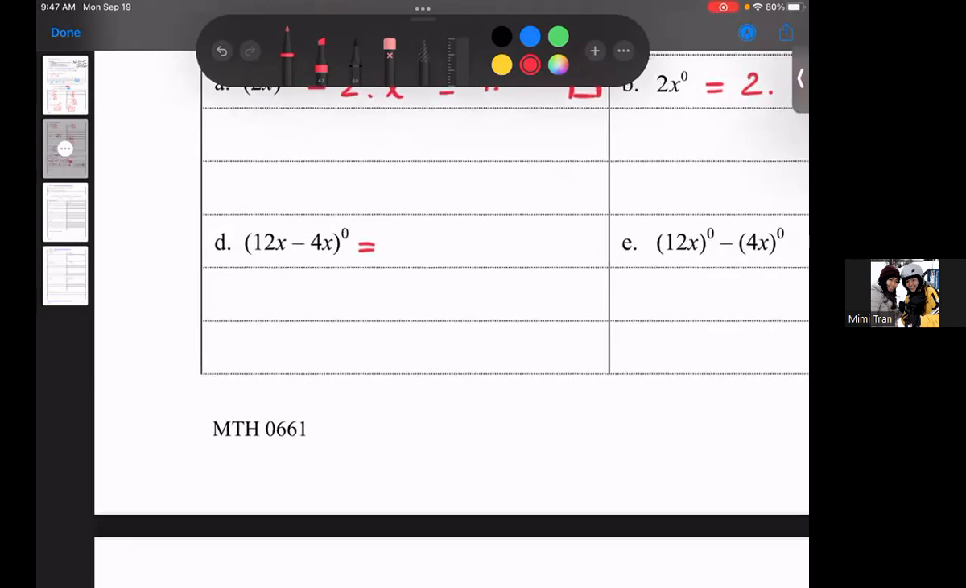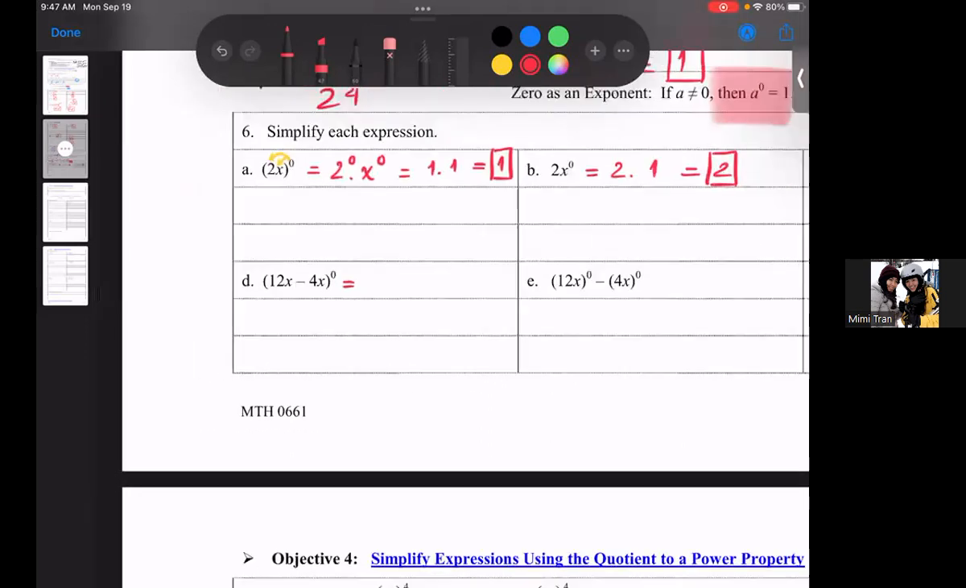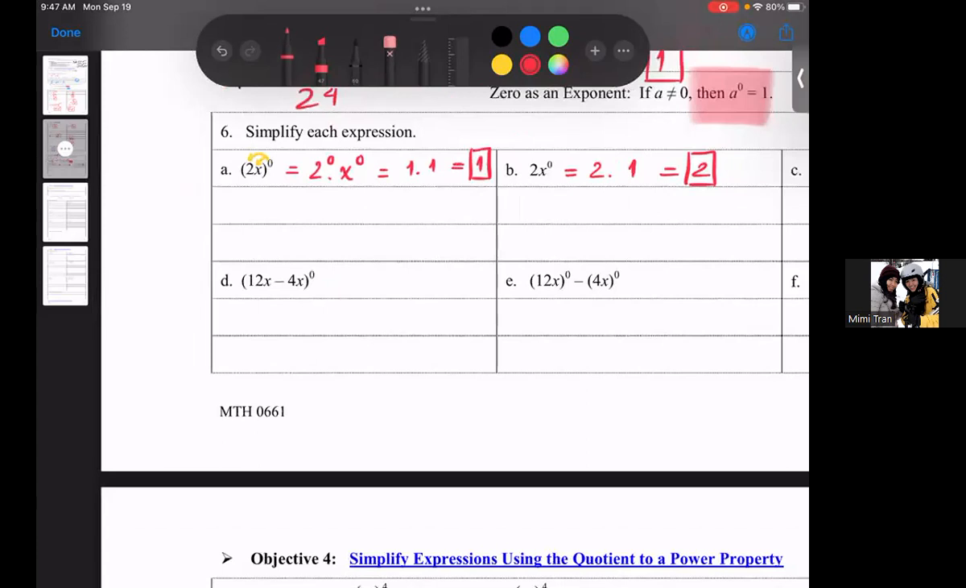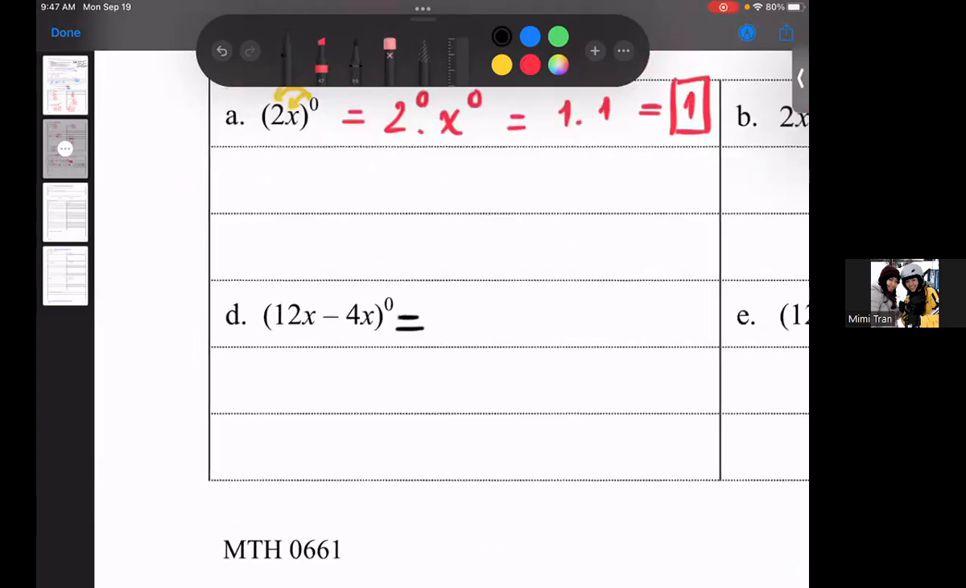Okay, so let's do D. I see people do that. Don't write this down. And I'm glad you do it because I have a chance to explain. I see people do this. They distribute the 0 into each of these, and then they have 12x to the 0 minus 4x to the 0. Is it right or wrong?